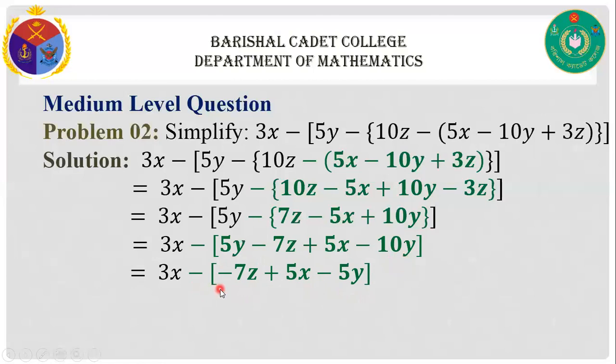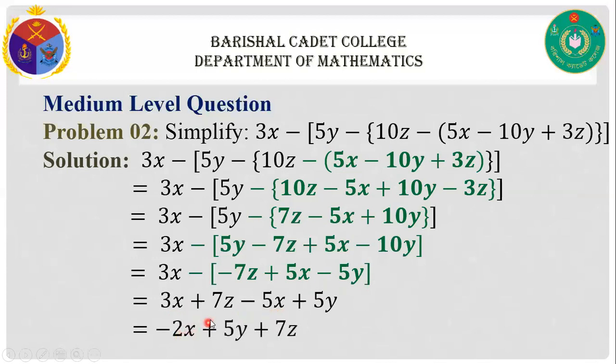So the sign inside the third bracket will be changed if we remove the third bracket, and if we remove it then we get plus 7z minus 5x plus 5y. And now if we simplify that, 3x minus 5x is minus 2x, and 7z remains the same and 5y remains the same. So the final simplification result is minus 2x plus 5y plus 7z.